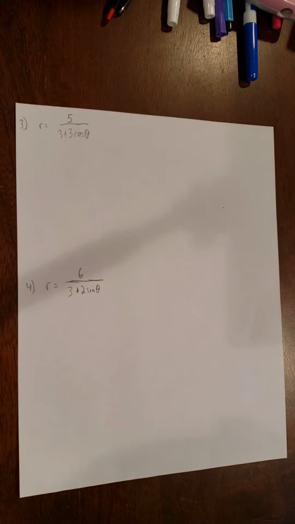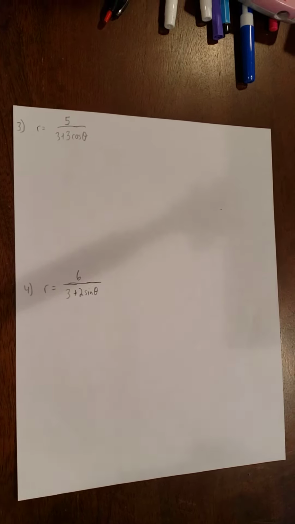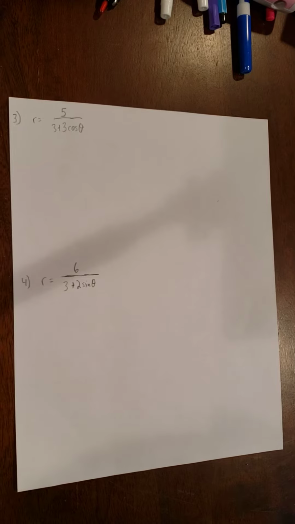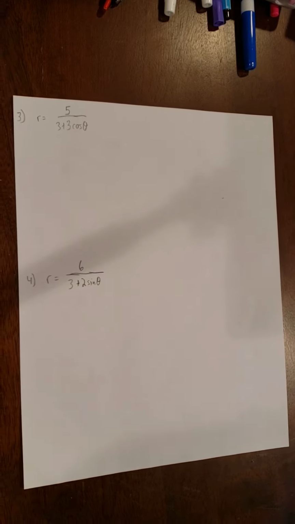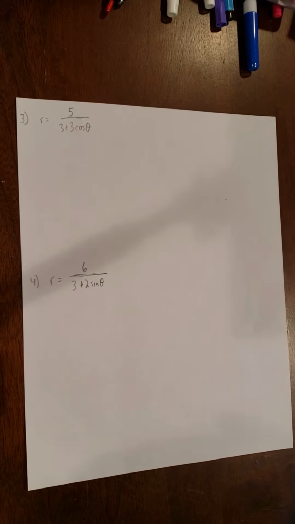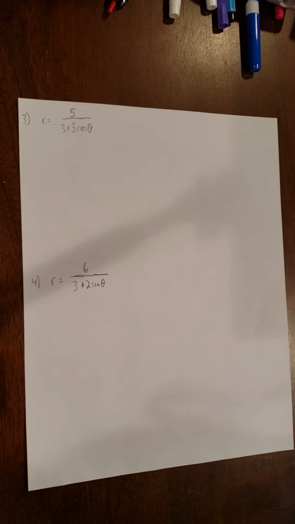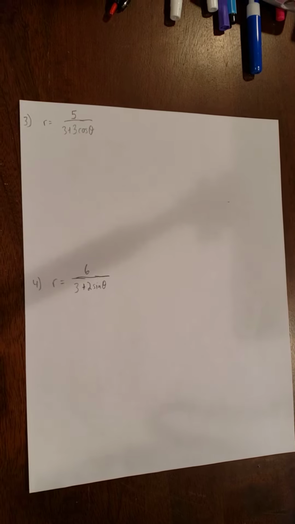Okay, so here are numbers 3 and 4. So why don't you try these two on your own? Write them as a rectangular equation. Then write them in general form and identify what type of conic it is. So I would pause now. And when you are done, play the video.